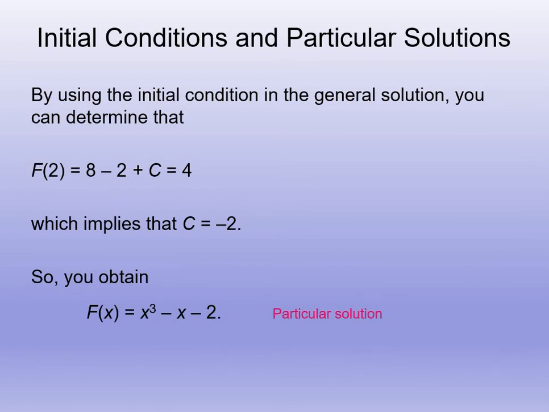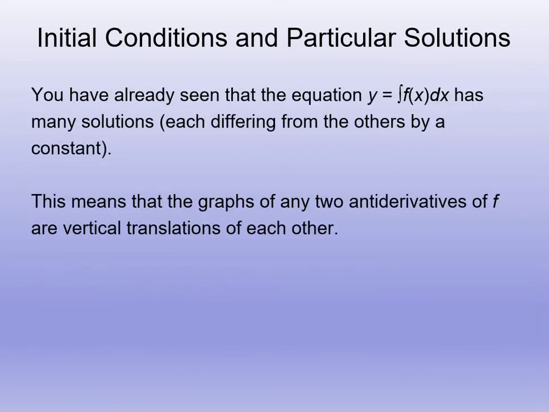So we obtain what we call the particular solution. We used the initial conditions, we took the antiderivative, and we substituted in the initial conditions to get the value of c. Then we put c back into our antiderivative. So our particular solution is x cubed minus x minus 2. If you take the derivative of x cubed minus x minus 2, you end up with 3x squared minus 1, which is our original function.